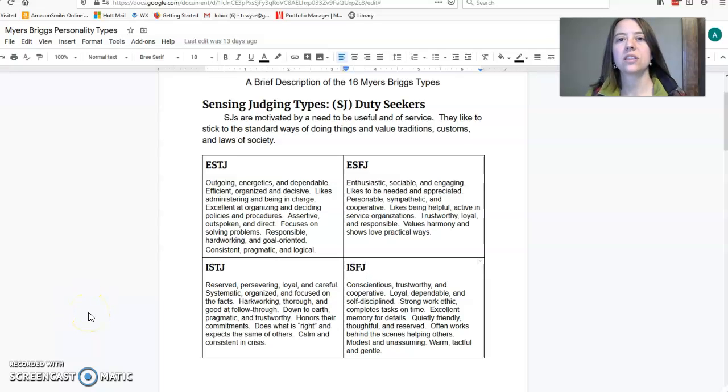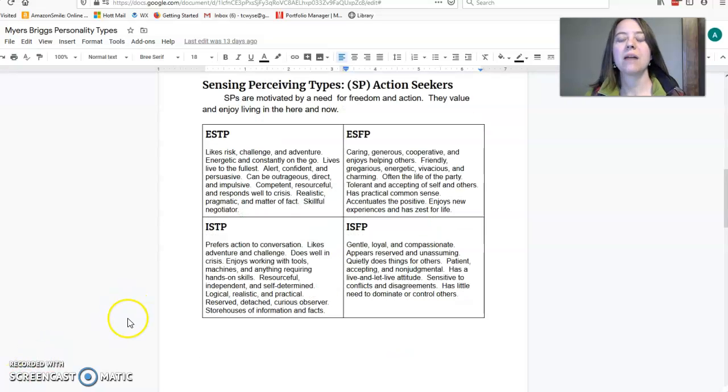And if they don't, then we can do a little bit of tweaking with your Myers-Briggs personality inventory. Perhaps you had an SP. That is a sensing perceiving type, and they tend to be action seekers. SPs are motivated by a need for freedom and action. They value and enjoy living in the here and now. And again, there are 4 types of SPs, sensing perceiving types: ESTP, ESFP, ISTP, and ISFP. Again, you'd want to read these descriptions and see if they fit you.